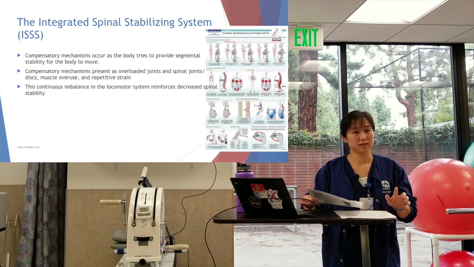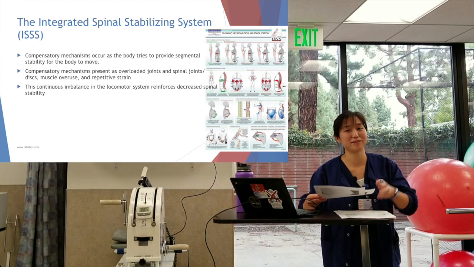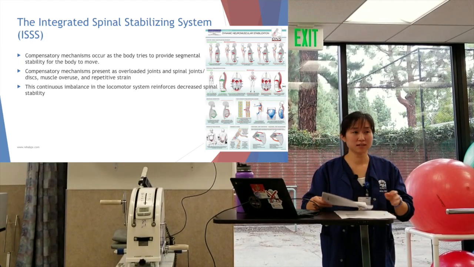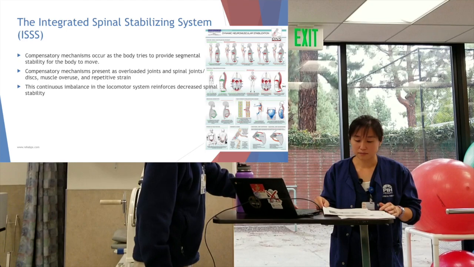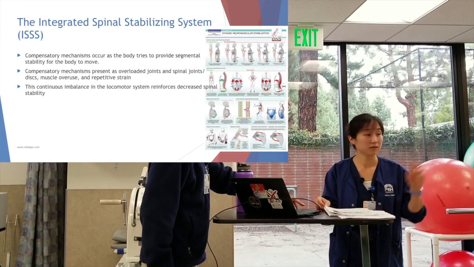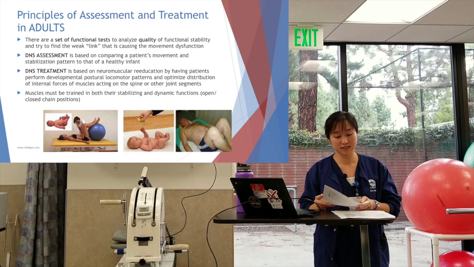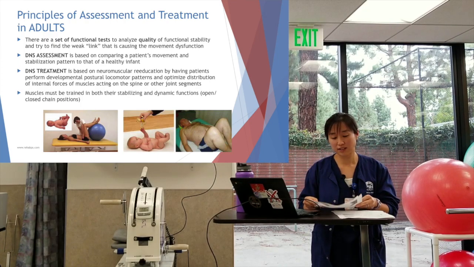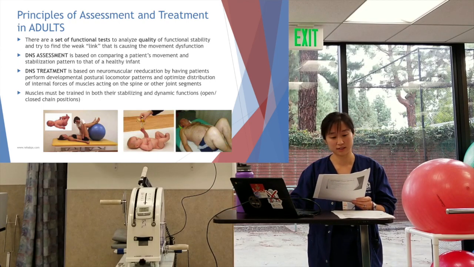So we're just going to look at principles to treat adults. There's a whole set for babies. So if you're interested in the babies, Jack, we could talk about babies. But basically, it's a set of functional tests. There are 10 functional tests, and they assess the quality of the functional stability, and you're trying to find the weak link that's causing the movement dysfunction. The first picture here is, quote unquote, the dead bug. This is something we use a lot, but it actually correlates to 3-month supine in babies. So we'll look at that in a second.